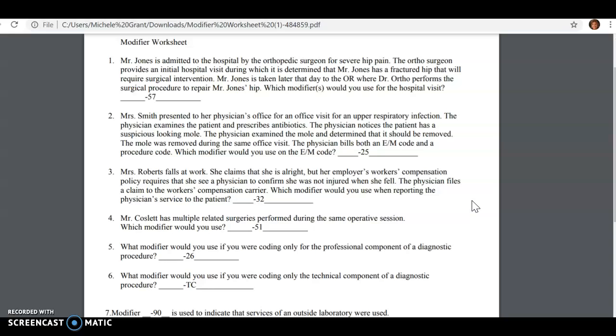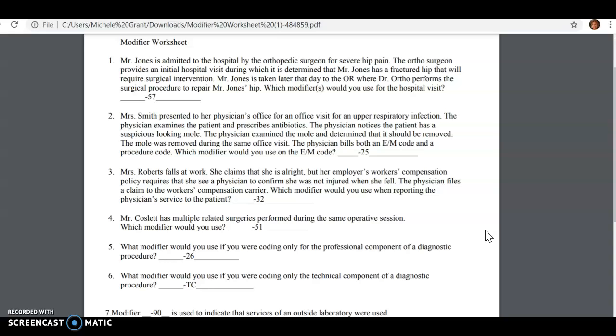A few of you had that incorrect, but we have Mr. Jones admitted to the hospital by the ortho surgeon for hip pain. They provide an initial hospital visit during which it is determined that there is a fractured hip. Mr. Jones is taken later that day to the OR where Dr. Ortho performs the procedure to repair the hip. Which modifier would you use for the hospital visit?